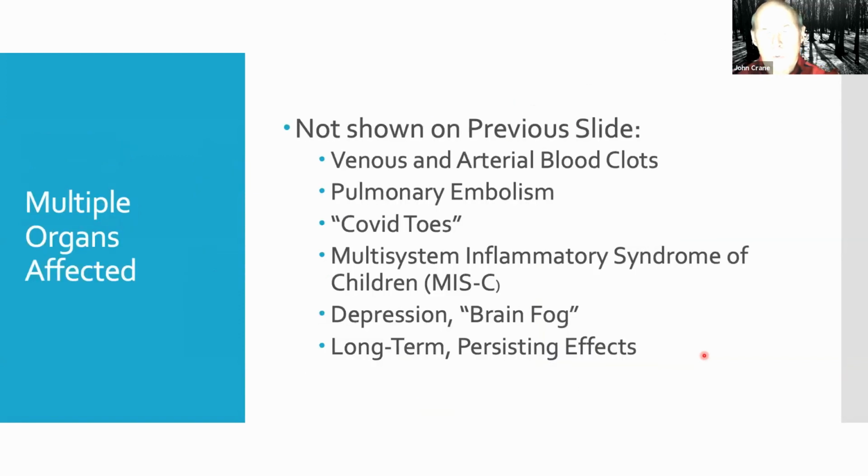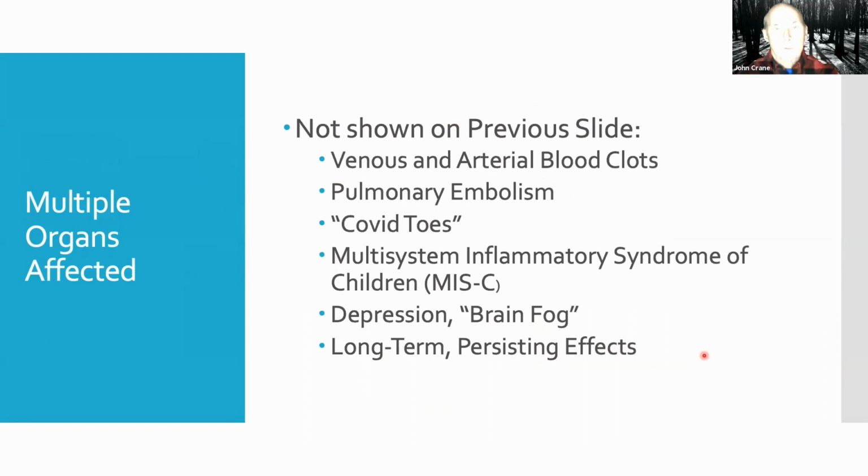And then they didn't have good graphics for this, but other examples of what COVID can do to you are venous and arterial blood clots, including pulmonary embolism, where a blood clot breaks off and travels to your lungs, COVID toes and other skin manifestations.